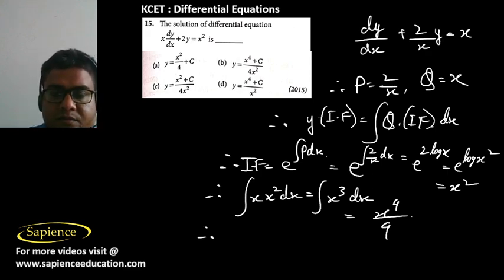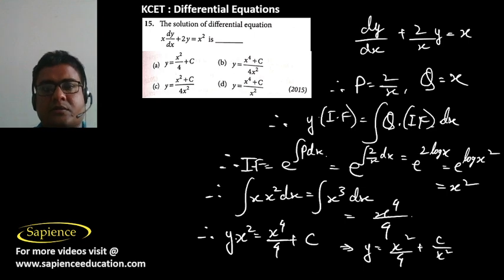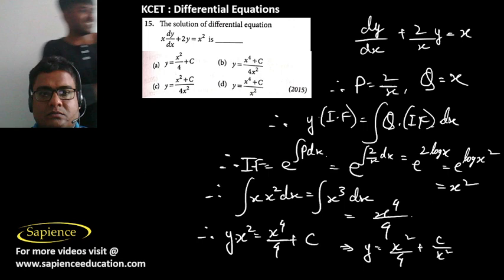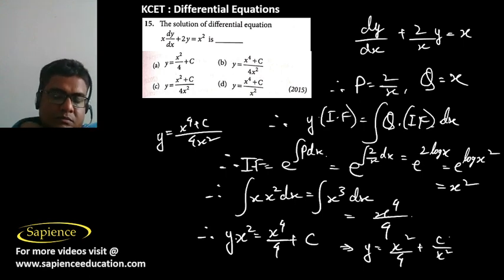So therefore, the solution will be y times the integrating factor, y into x square equals x power 4 by 4 plus c. So y will be equal to x square by 4 plus c by x square. Option B is the correct answer.